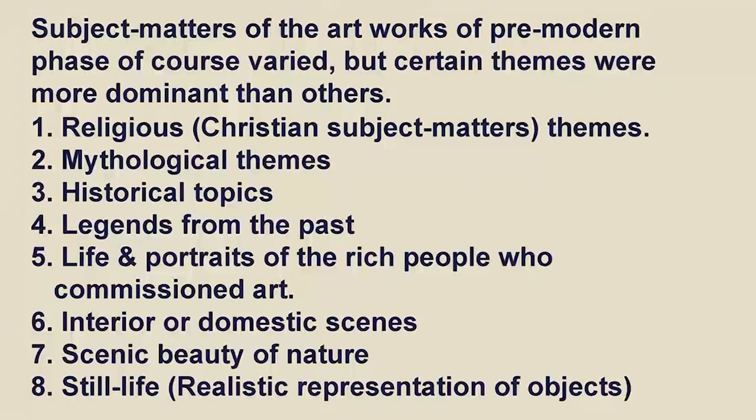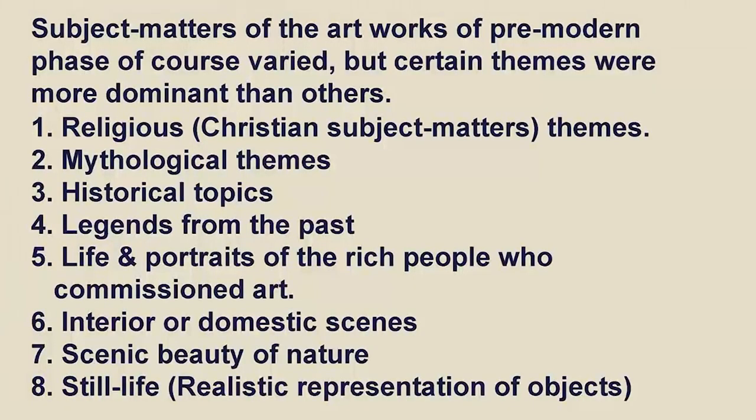So subject matters of the artworks of the pre-modern phase, of course, vary. There is a diversity, and there are certain themes which were more dominant than others. Now let us identify those themes and subject matters which dominated the pre-modern traditional Western art. Number one, of course, is the religious subject matters. Secondly, mythological themes. Thirdly, historical topics, which are also known as history paintings. Four, legends from the past. Five, flattering portraits of the rich people who commissioned art.